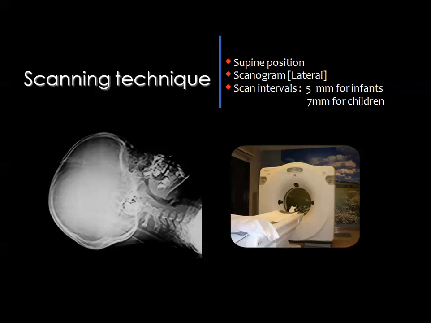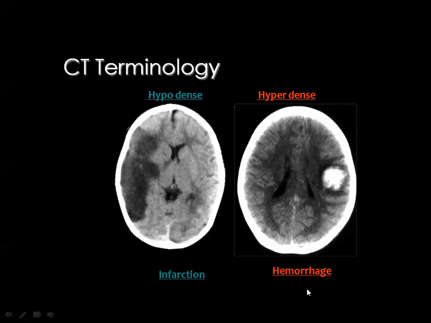The child is put in the supine position, and we have the scanogram in the lateral view, and our scanning area starts from the skull base at the orbitomeatal line, which is the line passing from the external canthus to the external auditory canal, and we proceed from the skull base to the vertex of the skull. We usually use 7mm scan intervals for children and 5mm scan intervals for infants.